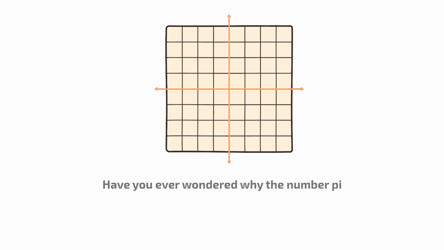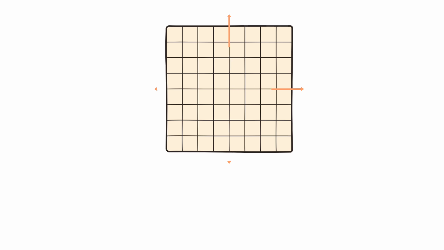Have you ever wondered why the number pi seems to pop up everywhere in physics? I mean, it's easy to understand why it shows up in things like the area of a circle or circumference. It makes sense. But what about in other places? Like in formulas for electricity, gravity, light waves, quantum mechanics, and even black holes.